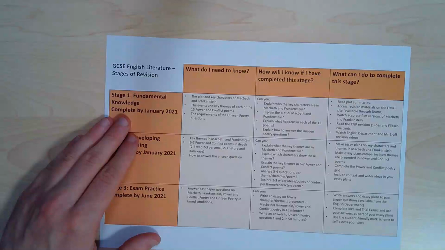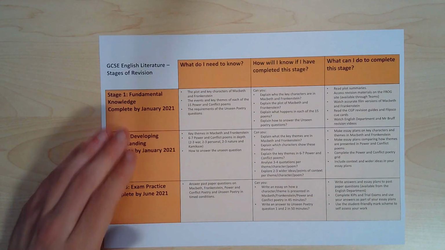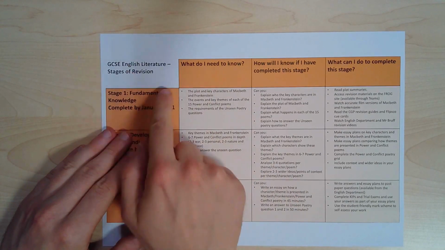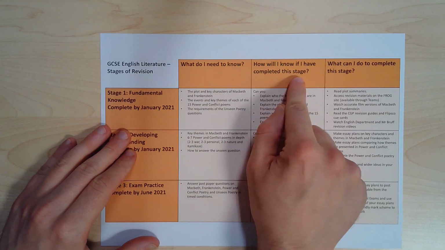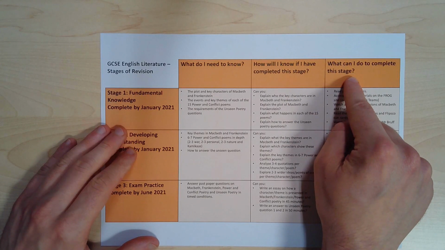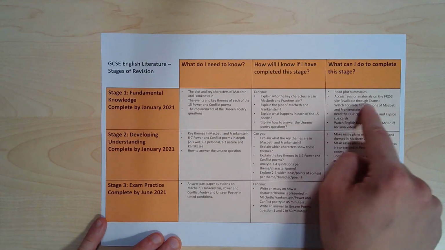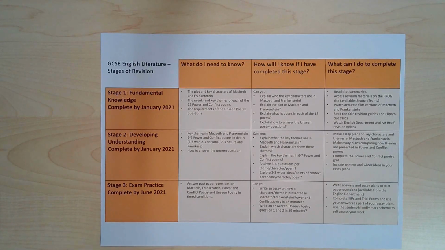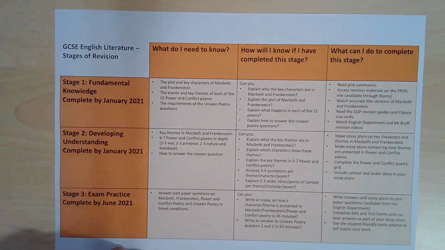I'm just going to spend about 5 minutes talking through this document with you, and then we'll look at some things that you might find quite useful to help you out. First of all, this is a breakdown of what you need to know, how you will know as an individual if you've completed that stage, and what you can actually do to complete this stage and where you can get help. We go stage one, so you've got to do all these things, and then all these things. We will do some of them in class, and we have done some of them already in class as well. I'm just going to zoom in a little bit so you can see.